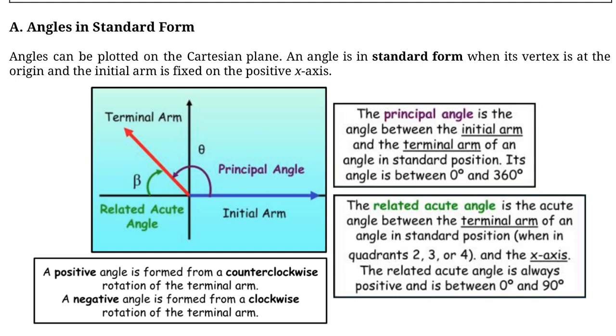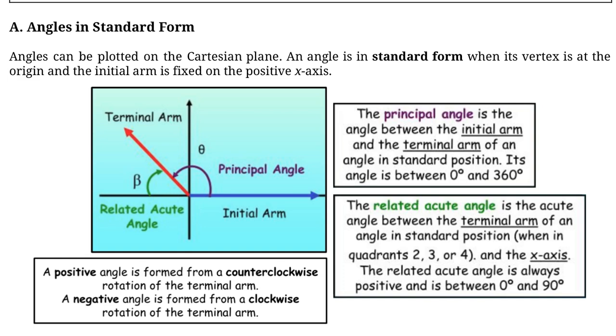And one thing to note, the related acute angle is always going to be a positive angle, and it's always between 0 and 90. So our terminal arm is right here, and our related acute angle is this angle right here. It's not the angle to the positive side of the x-axis, it's always the angle from your terminal arm to the closest x-axis, which is always why it's in between 0 and 90 degrees.